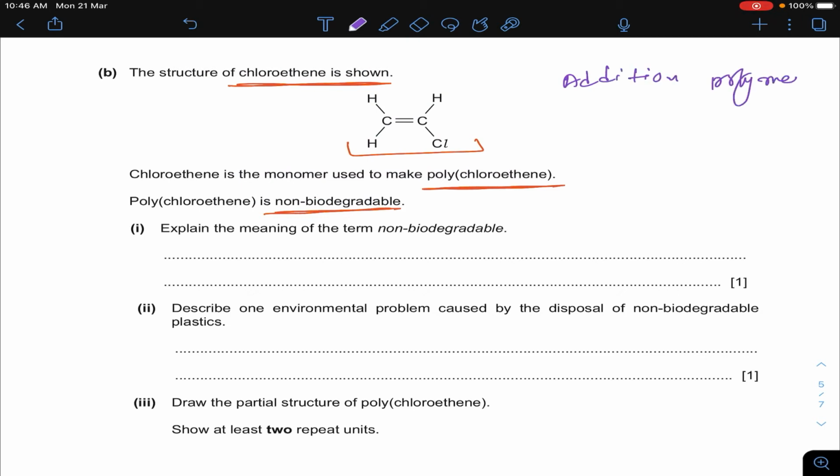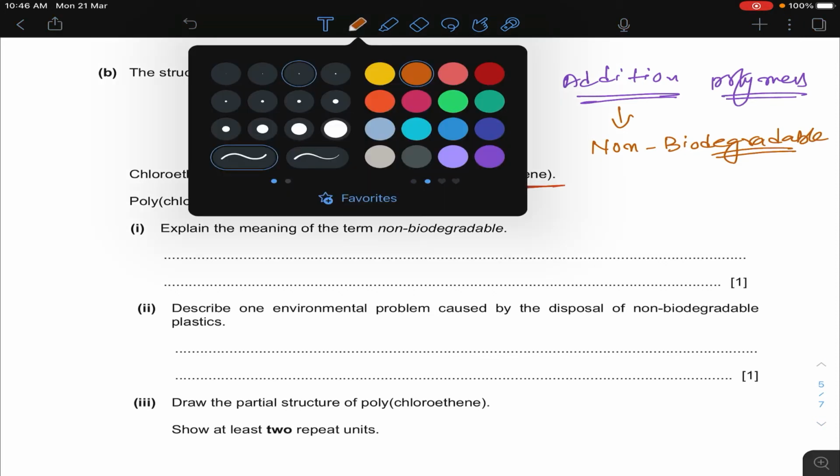One thing you have to understand here is that addition polymers are non-biodegradable. Right? They do not decompose on their own. They do not decompose by bacterial actions. And the reason is that they contain a large number of strong covalent bonds which are difficult to break.